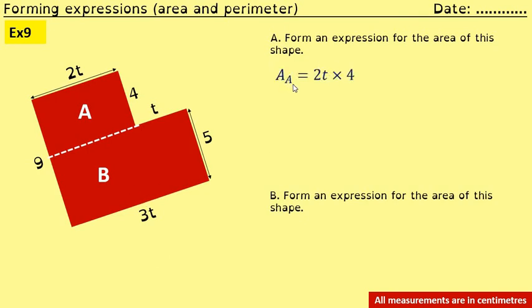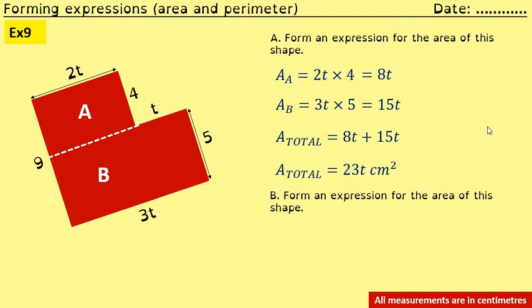So AA stands for the area of rectangle A. So this small rectangle up here. And that's 2t multiplied by 4, which is 8t. Then the area of B, so A with subscript B means the area of shape B here. And that's going to be 3t multiplied by 5, which is going to be 15t. And then I need to add those up. So A total, so the area of the total shape, 8t plus 15t is 23t centimetres squared.